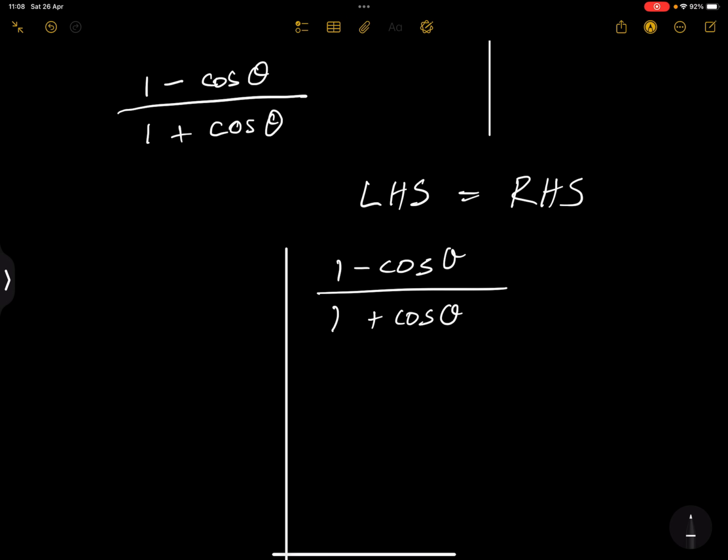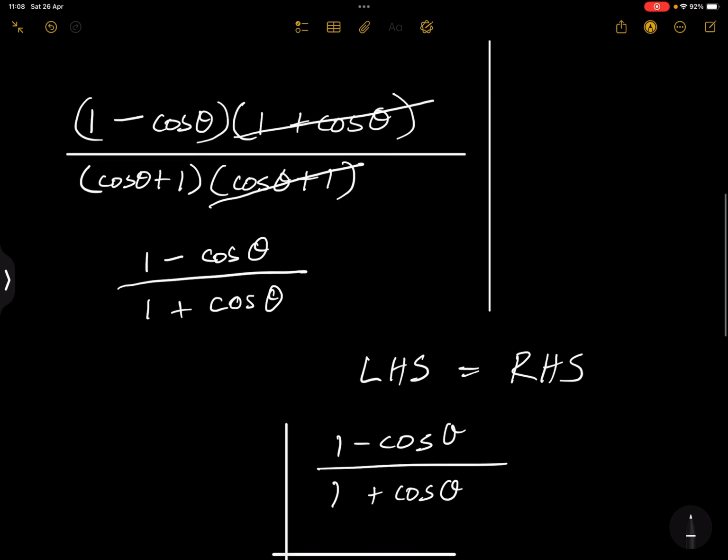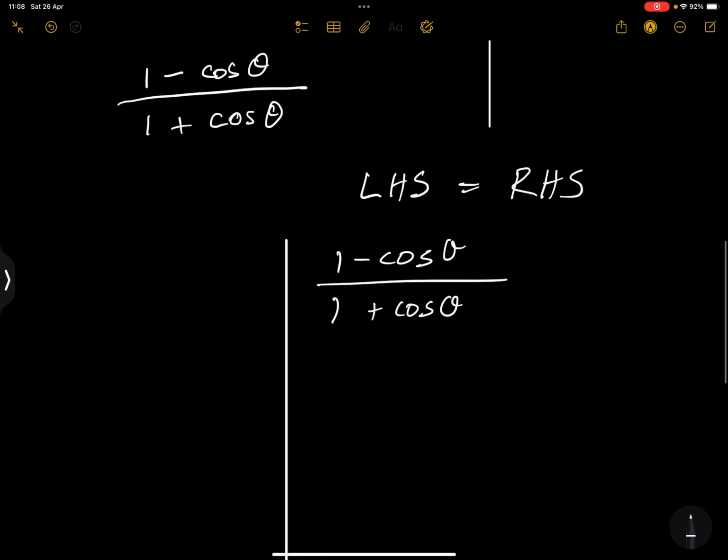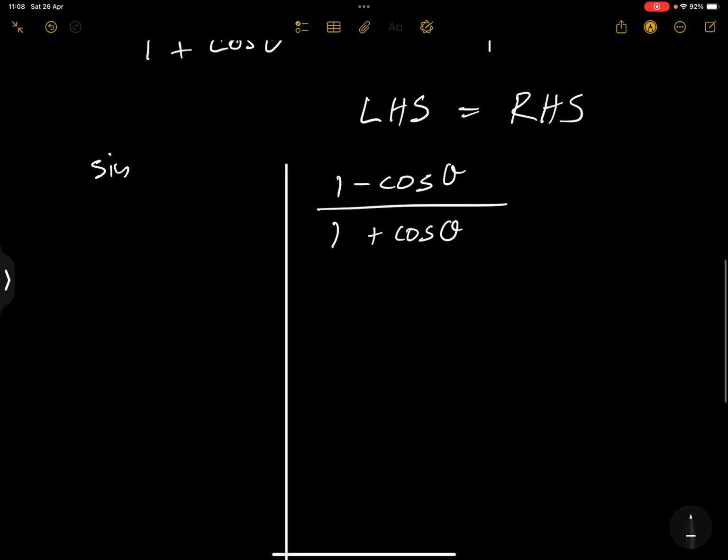So what you could have done, remember here, and on the left-hand side, we've got sine squared of theta divided by, this was cos squared of theta plus 2 cos theta plus 1. Okay, now how do we prove that this is actually equal using another method?